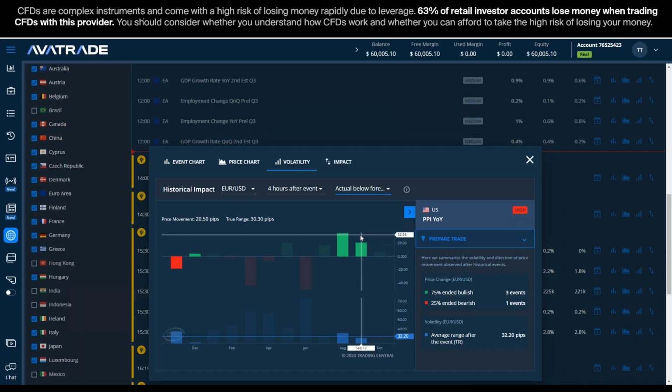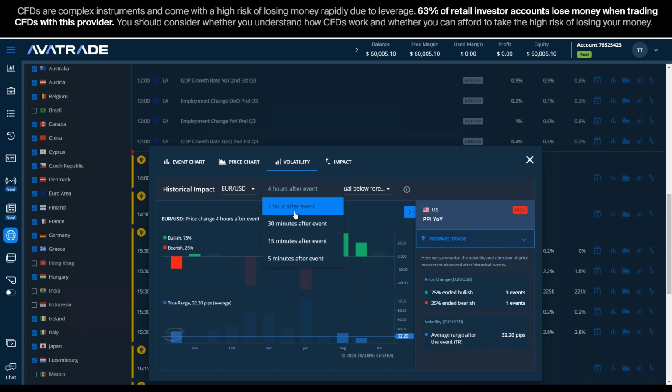Okay, so in this circumstance, when this announcement comes in today for the year-over-year data on PPI, I would only be interested in trading if this comes in below forecast. And in that case, I would be buying on the Euro USD, looking for a range movement near 32 pips in the several hours following the announcement.